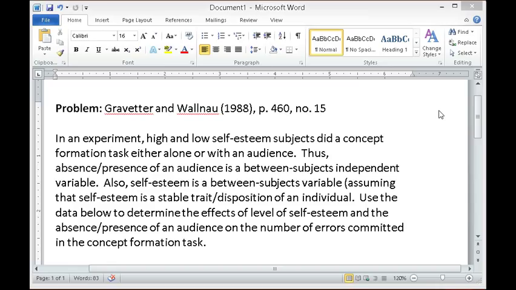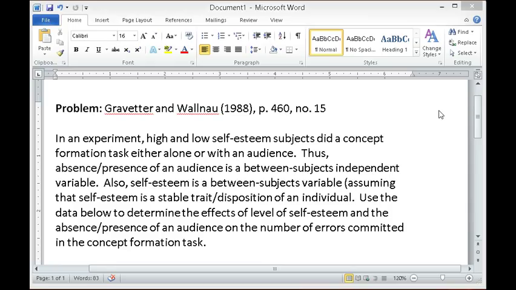And more than that, we will also look into the possible interaction between the level of self-esteem and the presence or absence of an audience. So we're talking about performance here, and probably it's conceptualized that those with high self-esteem would perform with lesser errors, and most likely those who perform without an audience would also perform with lesser errors.